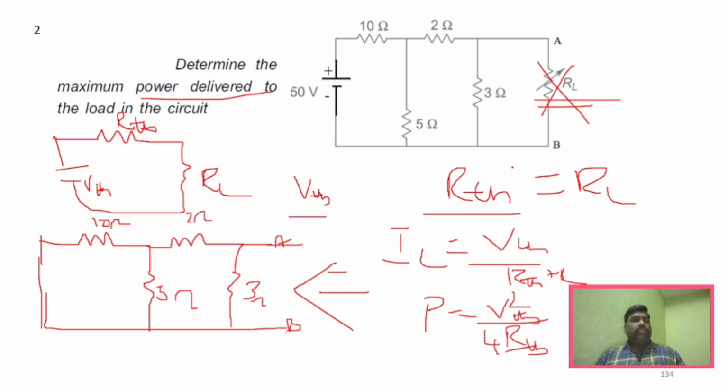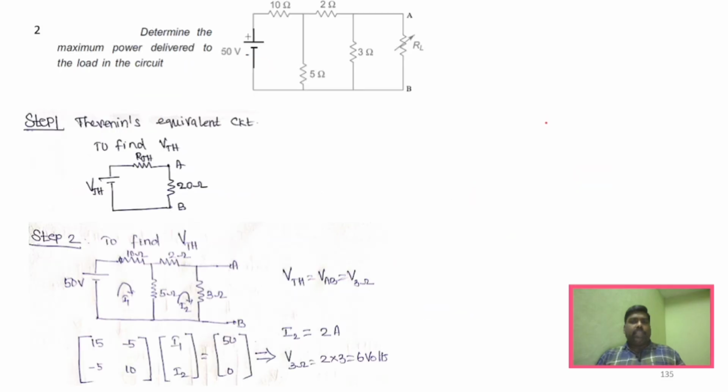Right? So this is how we can solve this particular problem. Now I'll explain step by step how we have solved it. You can see that the question is to determine the maximum power delivered to the load, right? First we have drawn the equivalent circuit, and then I have removed the load resistance to find out VTH. Then we have used the matrix method to solve the mesh, right?